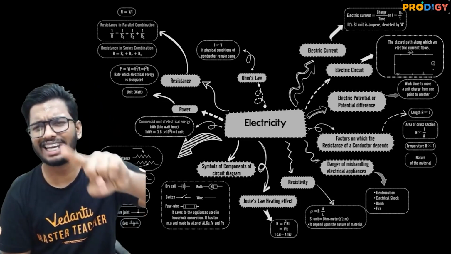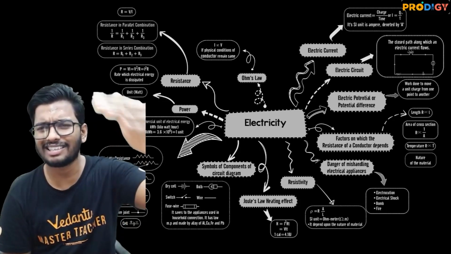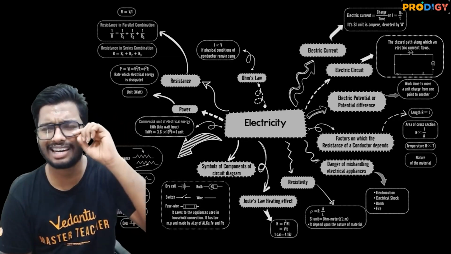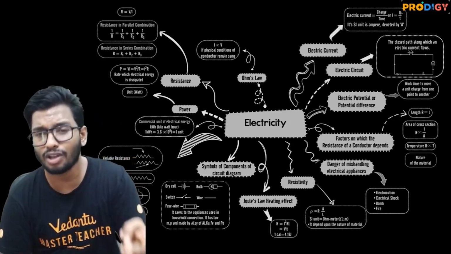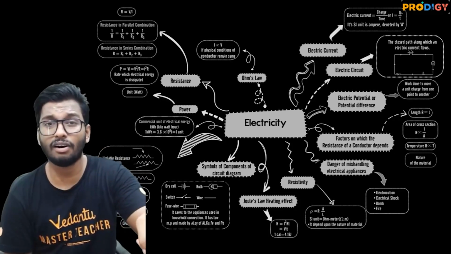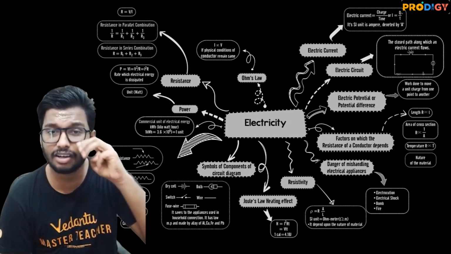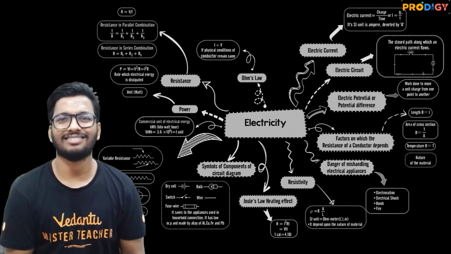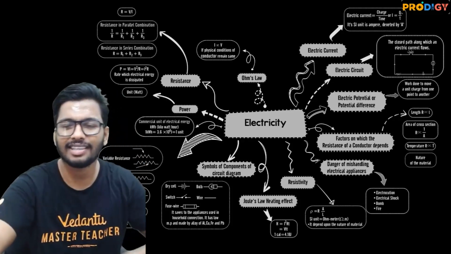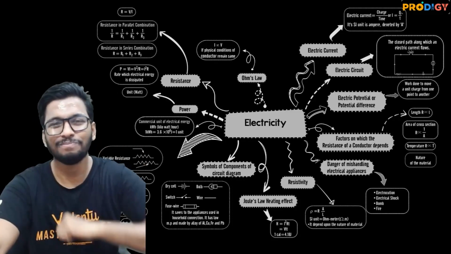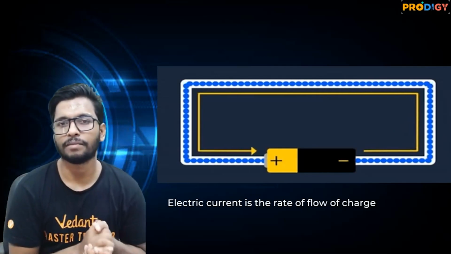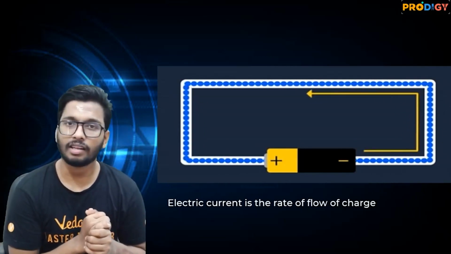We talked about electric current, what is electric potential, what is an electric circuit, what are the factors affecting resistance. We talked about the dangers of mishandling an electric appliance, resistivity, Joule's law of heating, symbols and components for drawing different kinds of electric circuits. We talked about power, resistance, all of that. Take a screenshot. I'll give you 5 seconds, or pause the video and take a screenshot. Let's move ahead and understand each and every one of these topics briefly. So yes, people, let's begin now.